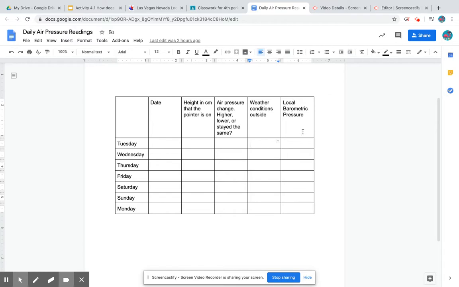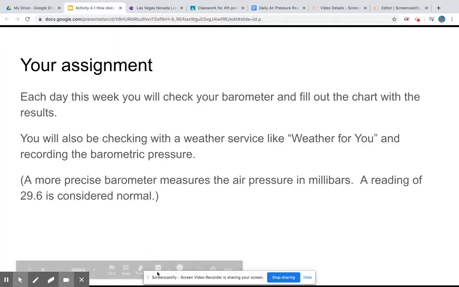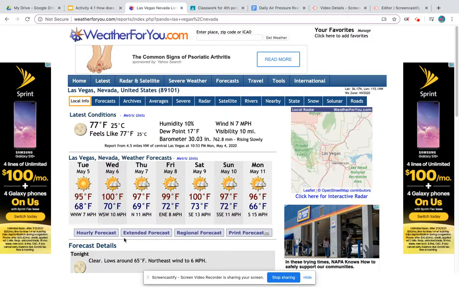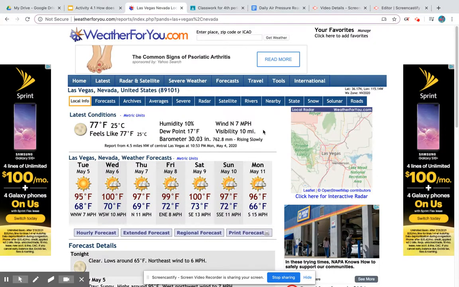Now this next part, the local barometric pressure. Let's come back here to the lesson. You're also going to be checking with a weather service, like Weather for You, which was the one I found that seemed to be the easiest, and you're going to be recording the barometric pressure. A more precise barometer than the one we're using measures the air in inches of mercury or millibars. A reading of 29.6 is considered normal. So we look over here, and this comes up with the date and everything going on with our weather.